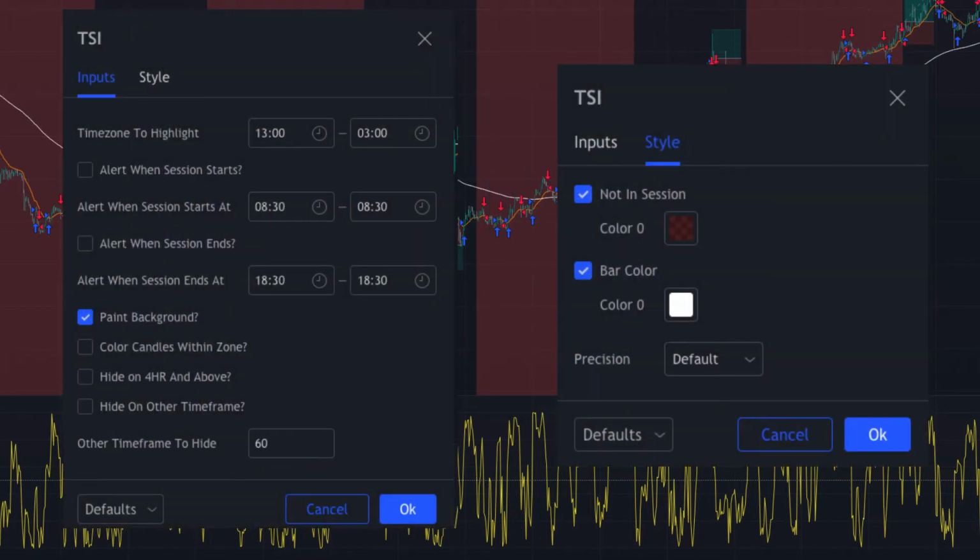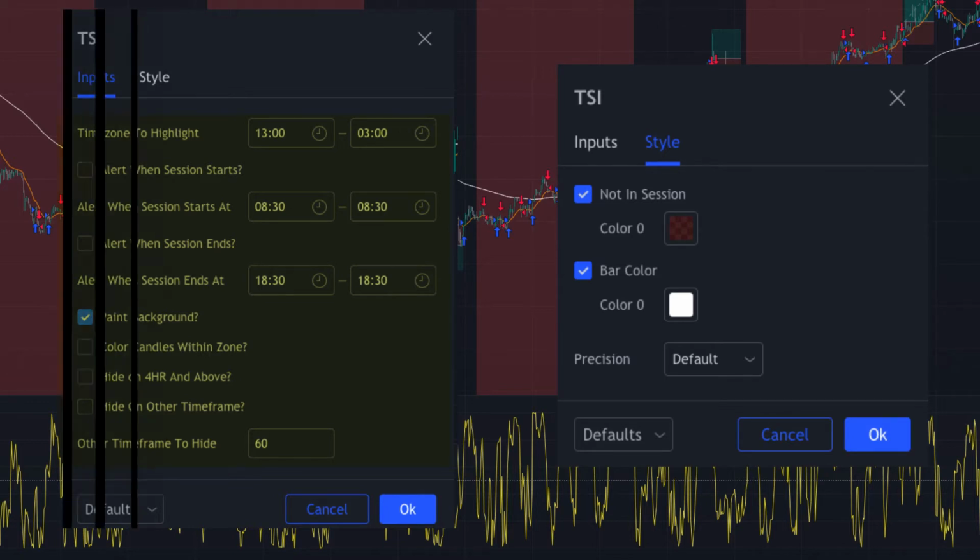And finally, I'm going to add the Trading Session Indicator by Zen and the Art of Trading, set to shade everything after the first 5 hours of the New York Open to the London Open. And I'm going to remove all the alerts.